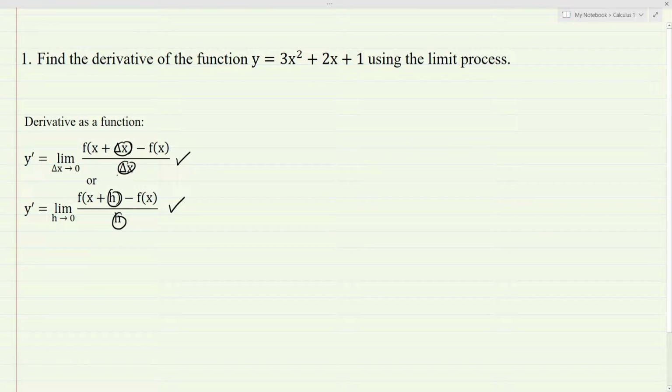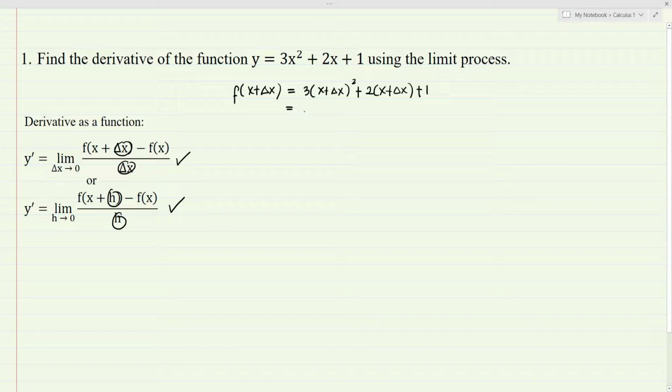Now, for problem number 1, we have here the function y equals 3x squared plus 2x plus 1. Now, to solve for its derivative or the slope of the tangent line as a function, we can start by solving for f of x plus delta x. And in order for us to solve for this one, just replace all variable x with x plus delta x. I would have here 3 times x plus delta x squared plus 2 times x plus delta x plus 1.